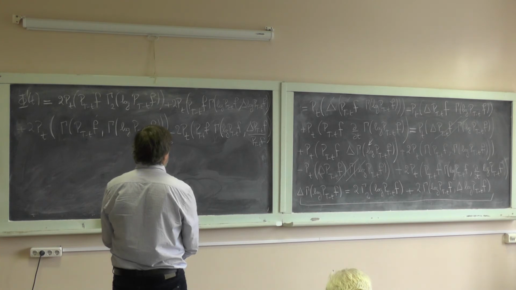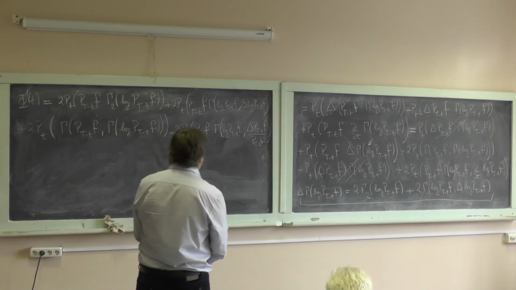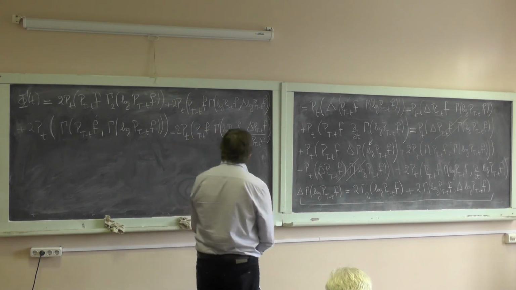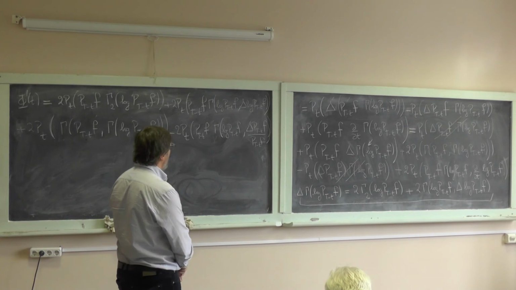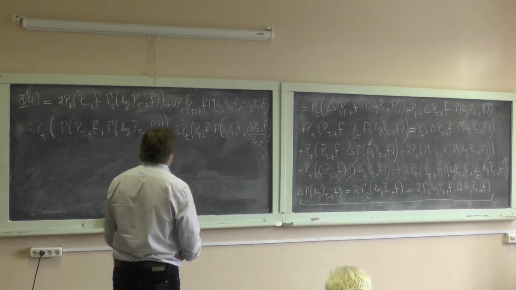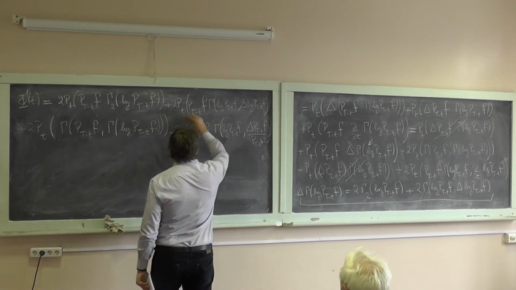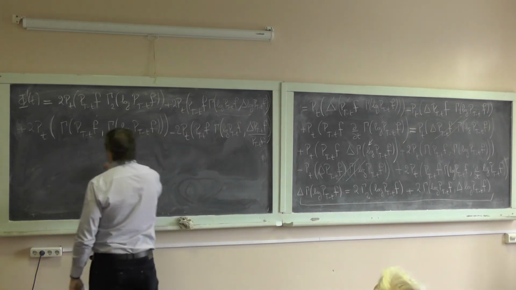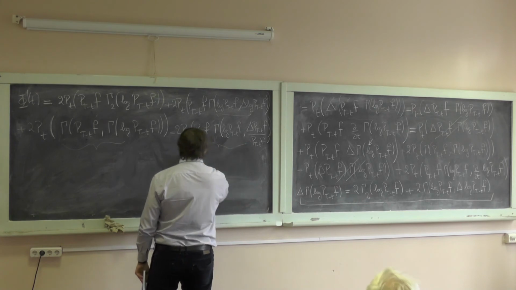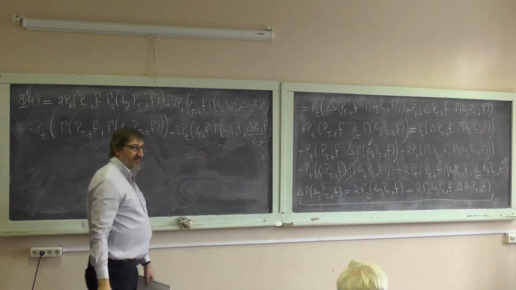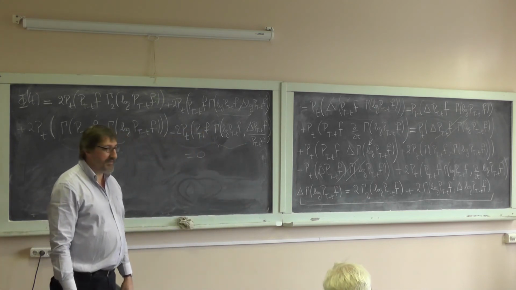Where is it that we can do something else? We should write down the Laplacian of the logarithm. And so what I want to show now is that this plus this minus this is equal to 0. And it will work out.